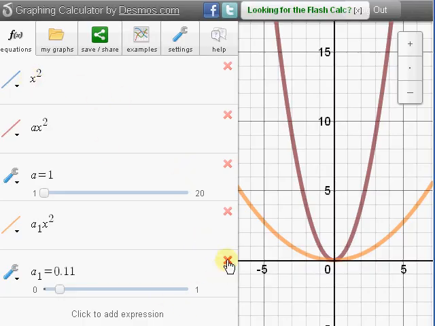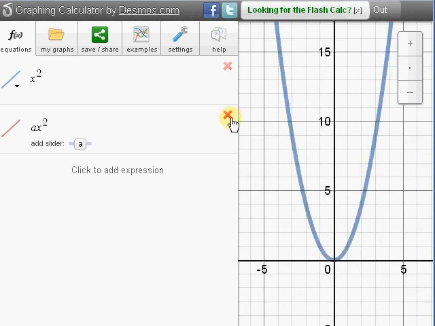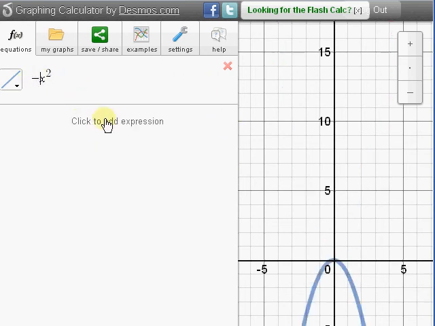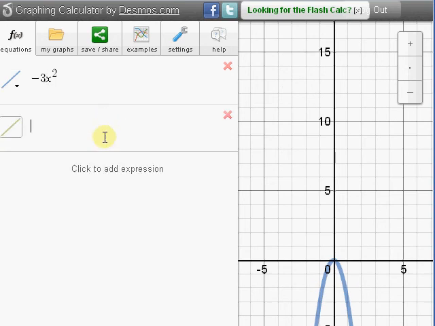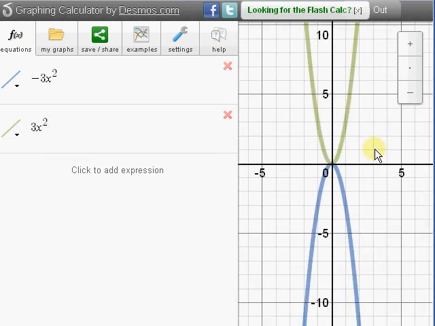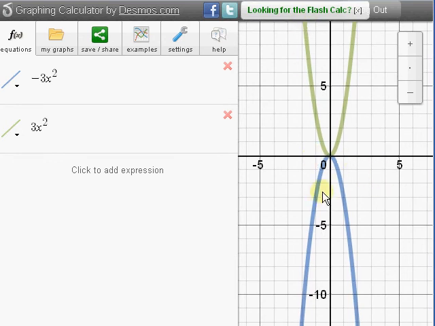So let me just toss out these graphs, and I'm just going to throw that in here and check out how sweet this is as we graph this. Notice, negative 3x squared and 3x squared. I'm going to drag this up just a little bit. Let's see how neat this graphing calculator works. Notice that the width of the graph is exactly the same. The only difference is that the negative one opens down, the positive one opens up.